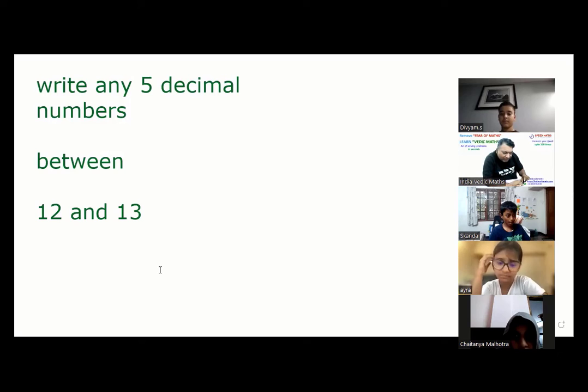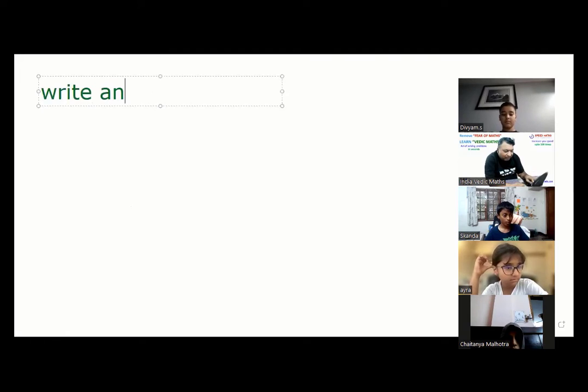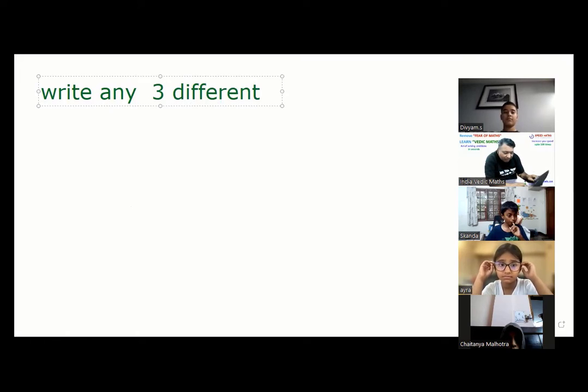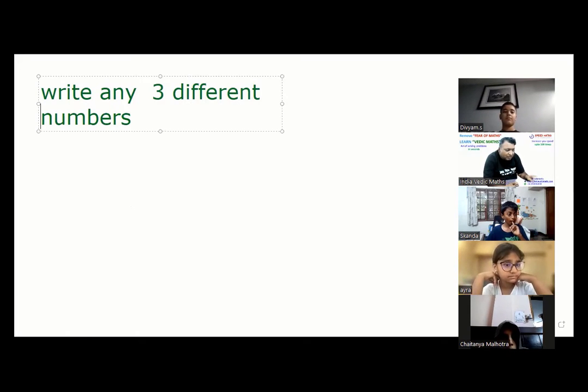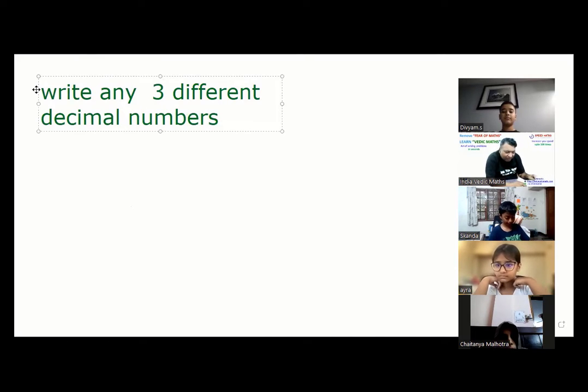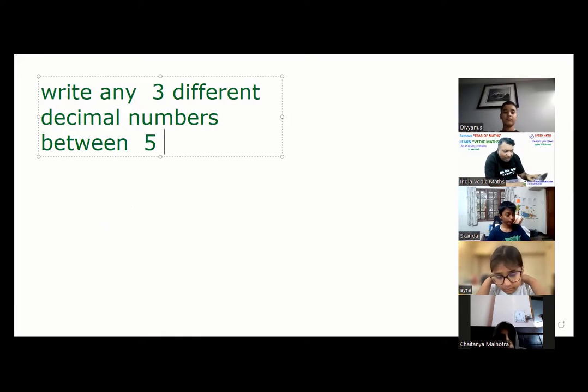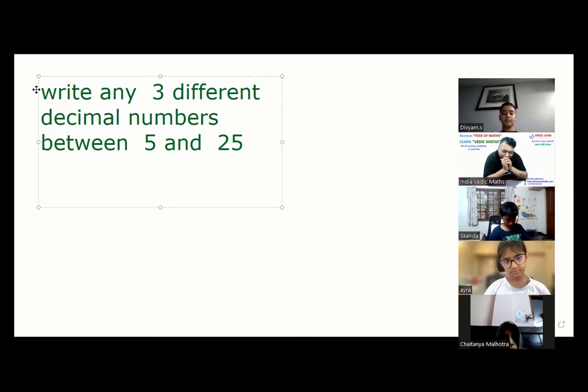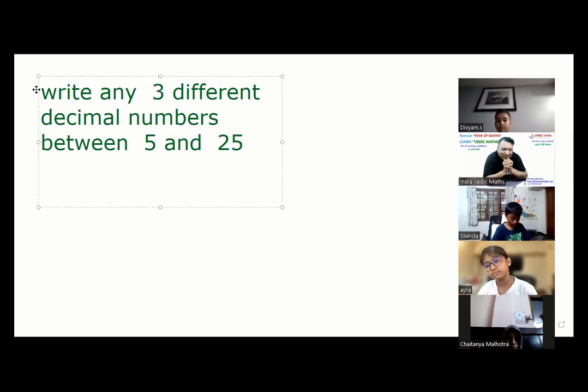Chaitanya also wrote, good. Skanda also wrote, okay. Divyam also wrote, good. So everybody knows. If I say, write any 3 very different decimal numbers, I want to see your creativity. Use different digits always, okay, between 5 and 25. Show me. You cannot use the same digit, okay? Write 3 different.